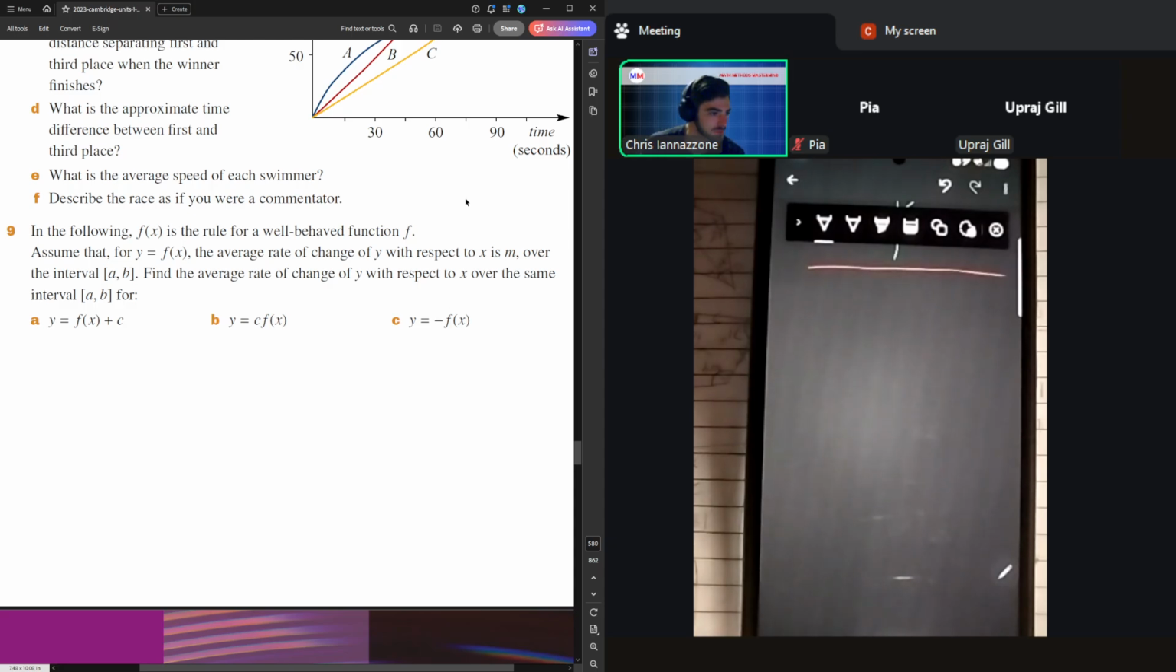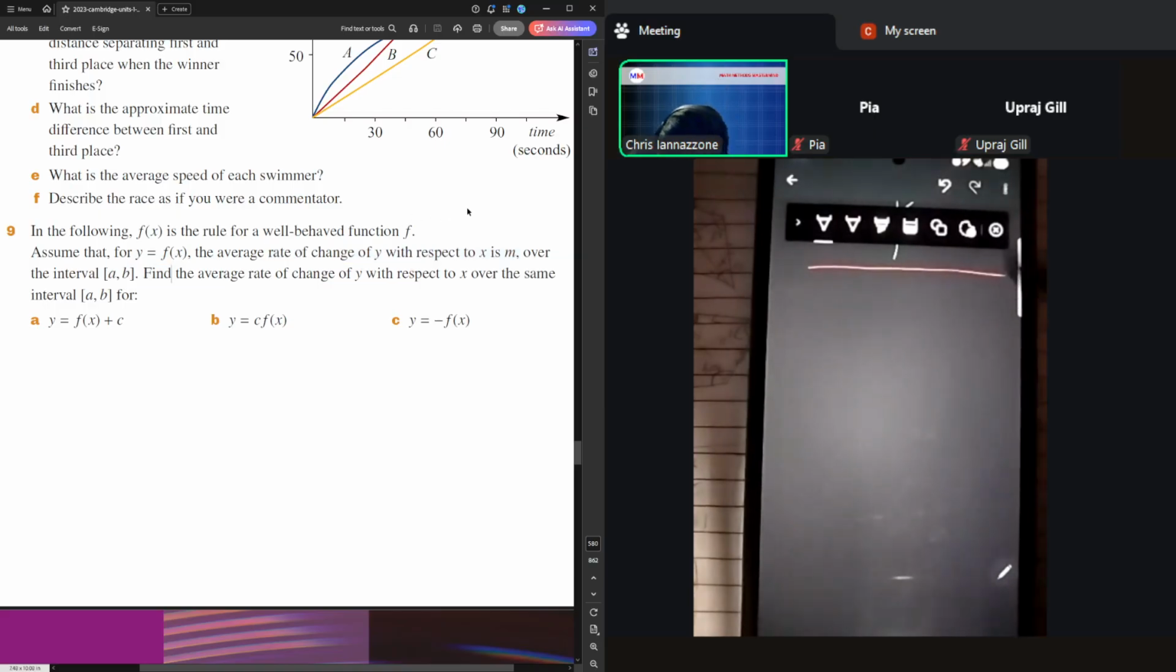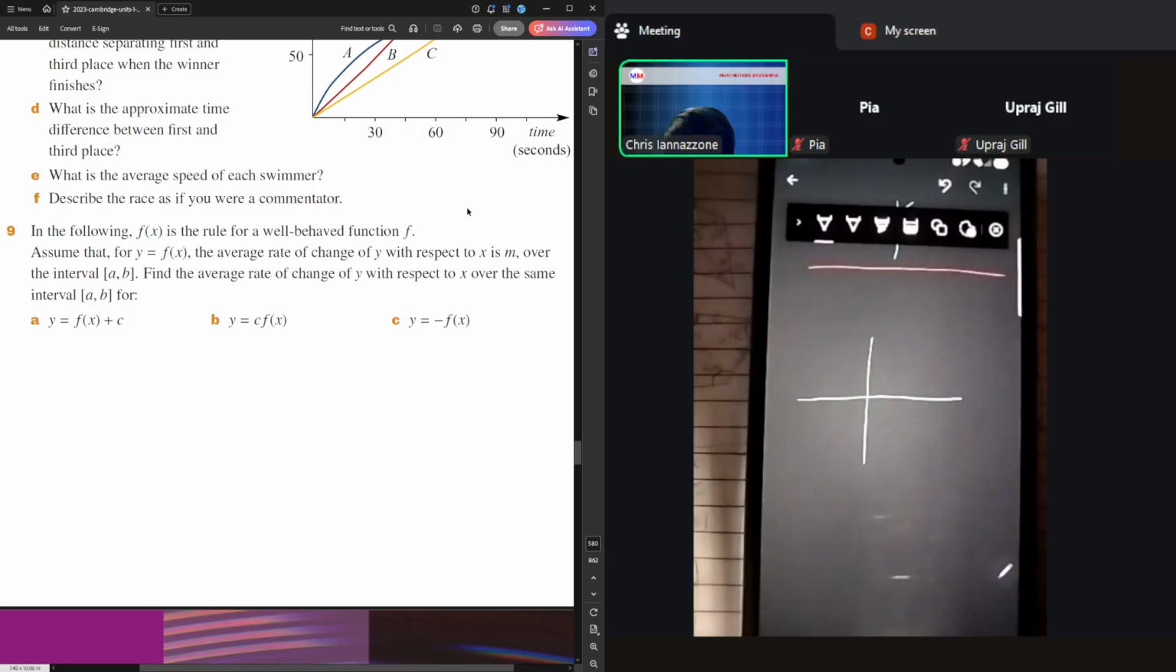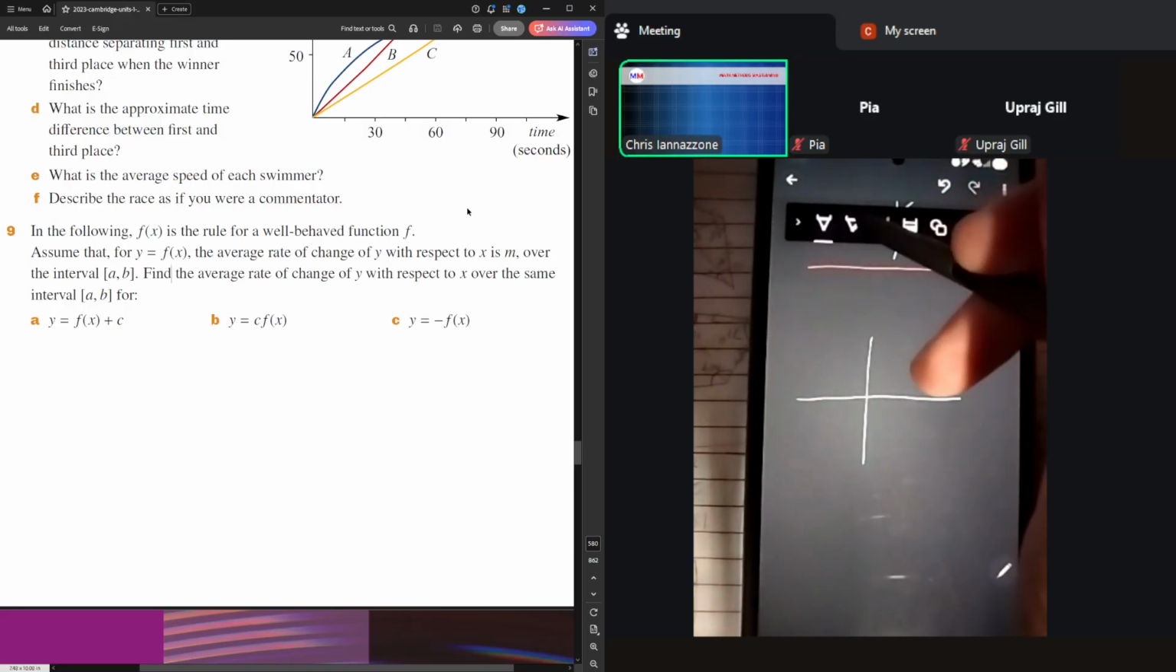So we have some random function f. We know nothing about it other than the fact that the average rate of change, so rise over run, is m over some interval ab. So because we're not told any specifics of the relationship between a, b, and m, we can do whatever we want and still be fine.